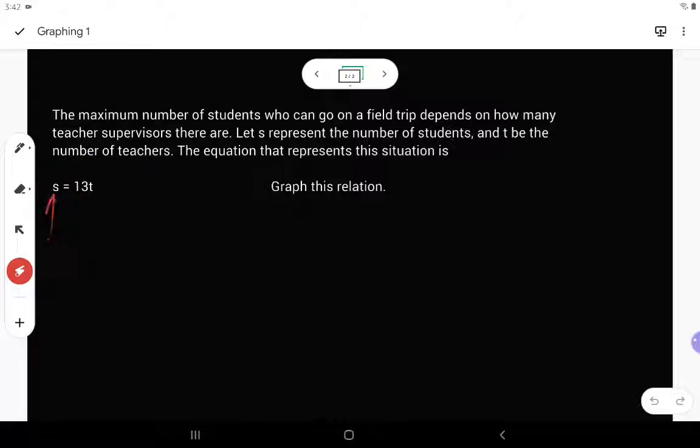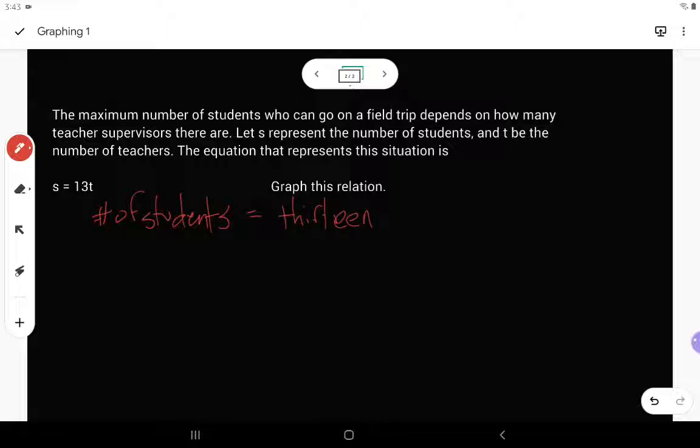So S is the number of students, the maximum number of students, and it is equal to 13 times T, and T is the number of teachers. So we'll just write that out. It means that, because it helps to say it in words, the number of students equals 13 times the number of teachers. So that's really what our equation is telling us here.